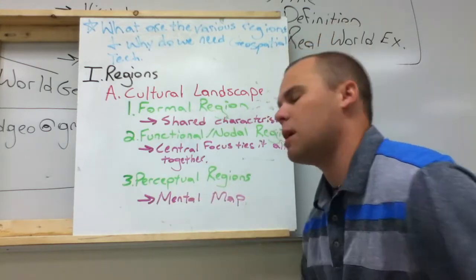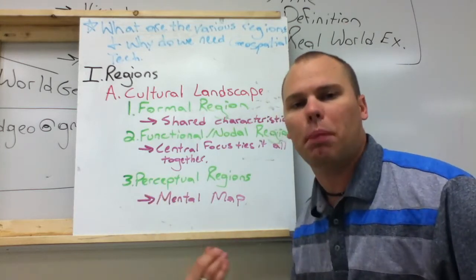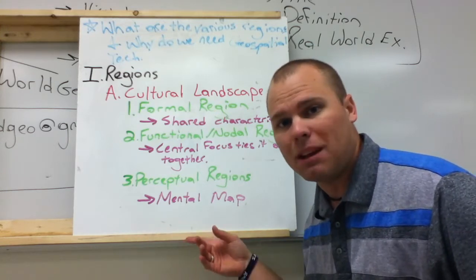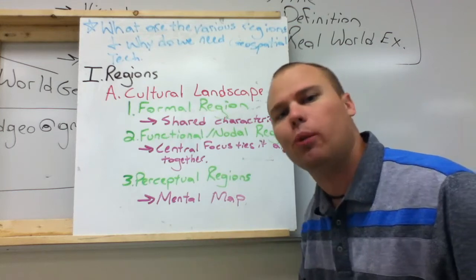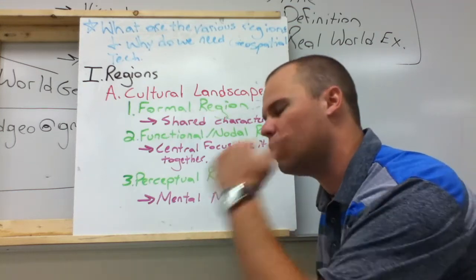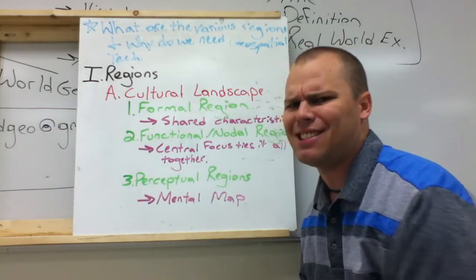The next type of region is a perceptual region, and it's one based off of perceptions or ideas or opinions about a place. The easiest way to remember this is with the key term mental map. A mental map is your mental image of a place. It's what you remember about a place. So when you're thinking about your school, you're probably thinking, man, my school is great. But then when somebody across town is thinking about your school, they're probably thinking, man, they kind of stink.